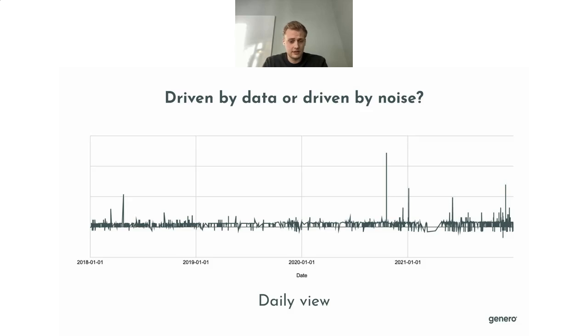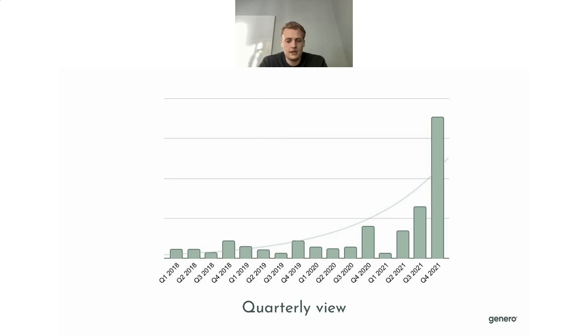Looking at the daily sales, you basically can't see anything, and this is not useful. But taking a longer view, you can see a quarterly view. You can see that even with variation, the trend is for sure positive. So ignoring noise, taking a step back and looking at the long term is super useful.